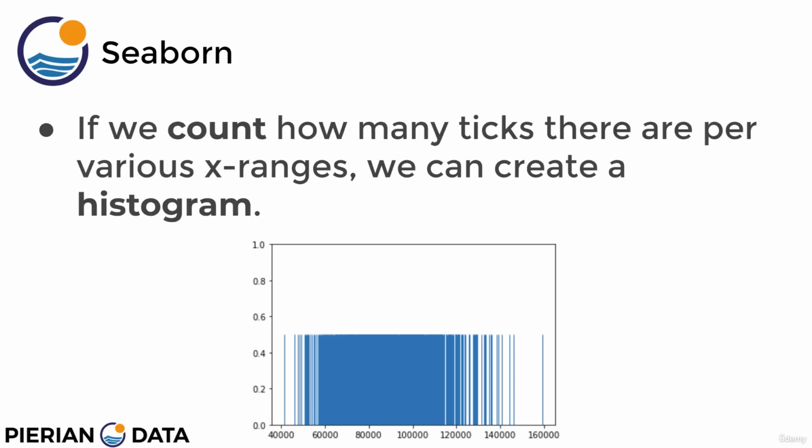So what we're going to do is convert a RUG plot to a histogram, which is a little more interpretable and builds directly off the RUG plot. If we count how many ticks there are per various X ranges, we can create this histogram. So I can count how many ticks are there between 40,000 and 50,000, and then between 50,000 and 60,000, and so on for each $10,000 chunk.